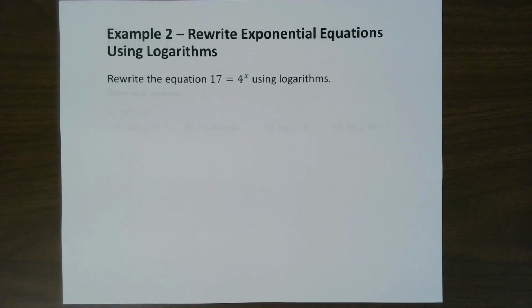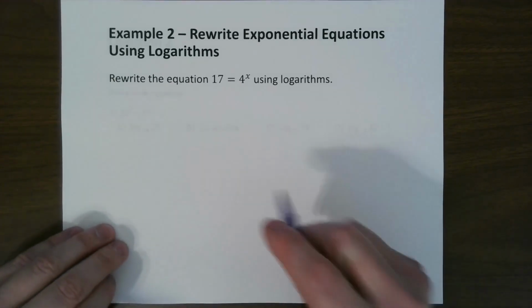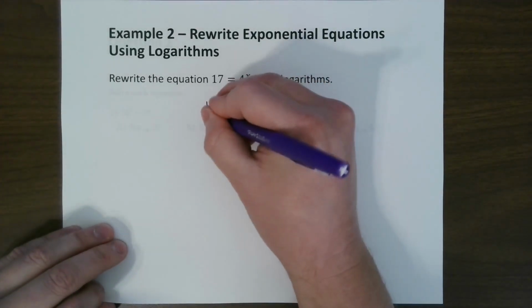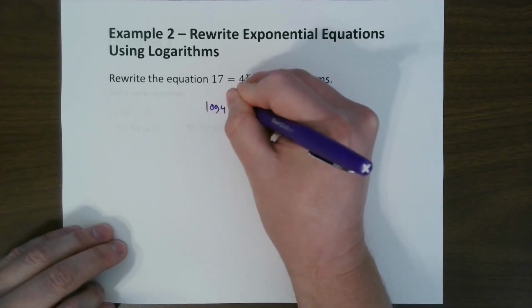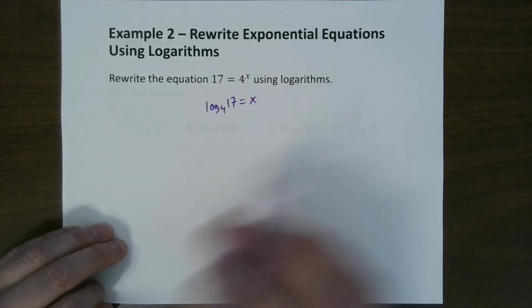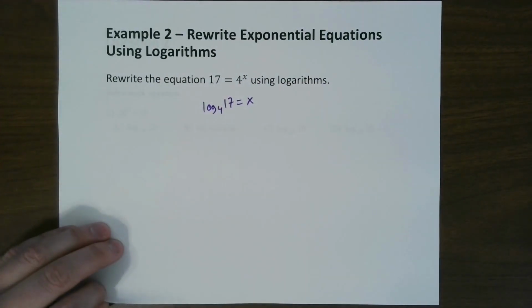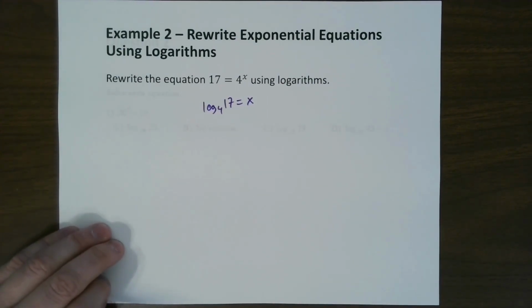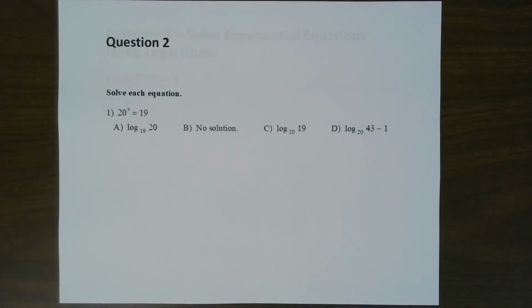Okay, how can we rewrite this using logarithms? So to rewrite it, basically, we have a base 4. So it's log base 4 of 17 equals x. So that's simple. It's just a rewrite. And then from there, you can use the change of base if you wish to solve it. Go ahead and try this one.